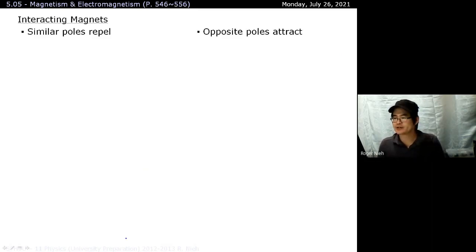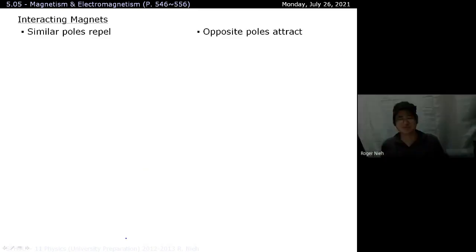So first, similar poles repel, and I'll start off with that demonstration. Whew. You can see that happening right here. Let me switch cameras.